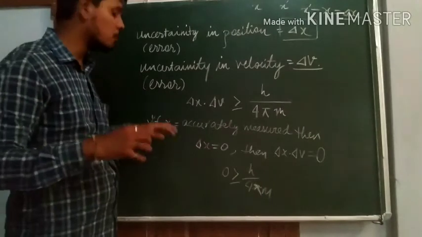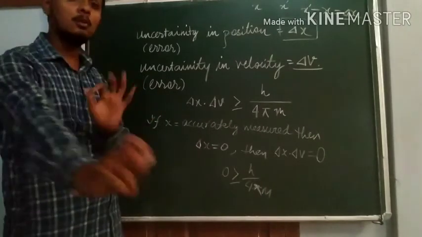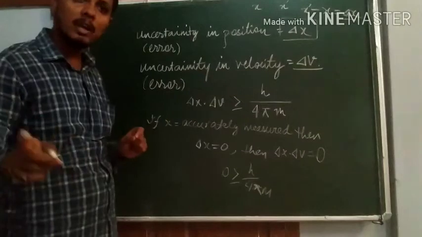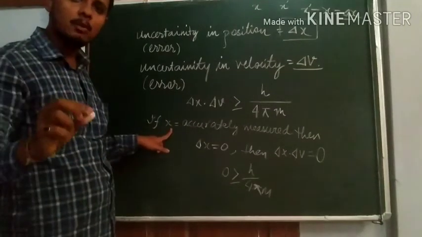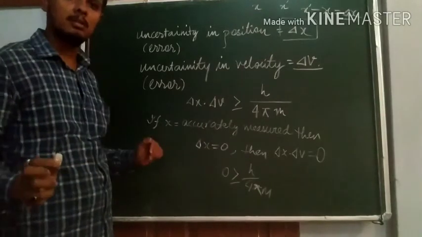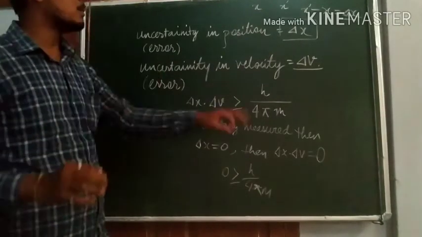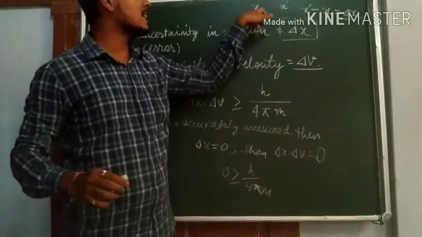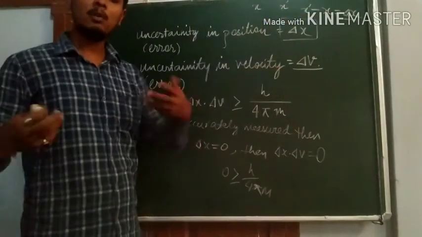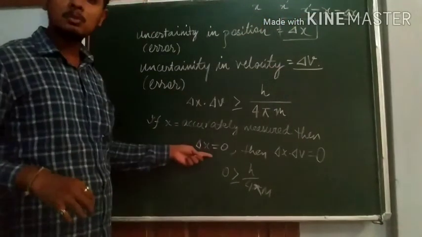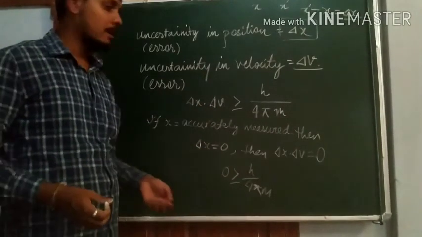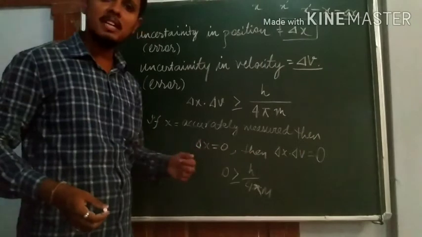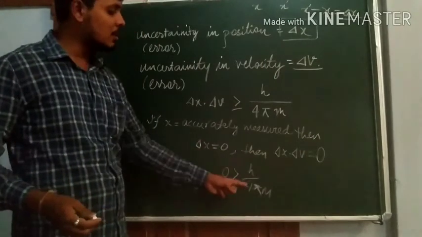Let us consider that x is measured accurately, I assume that I have measured the position accurately. If x is 100% accurate, then delta x becomes 0, that is, the error is 0. If delta x becomes 0, then delta x into delta v becomes 0. Then we can write 0 greater than or equal to h by 4 pi m.